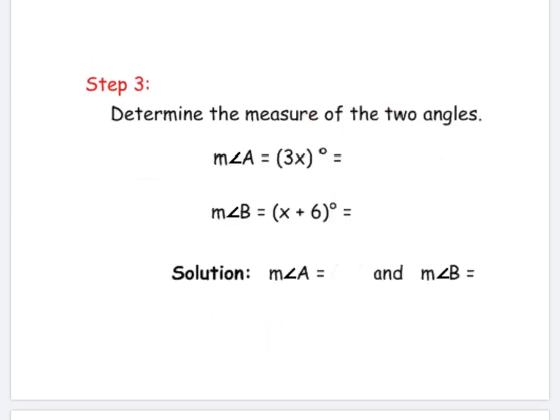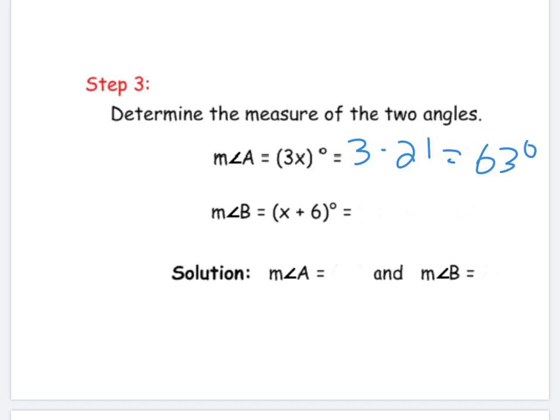The last step of this problem is then to use that fact that x is equal to 21 degrees and determine the measures of the two angles. We know the measure of angle A is 3x, which means 3 times x. And I just figured out that x was 21 degrees, so I could say the measure of angle A is 3 times 21, which is 63 degrees.